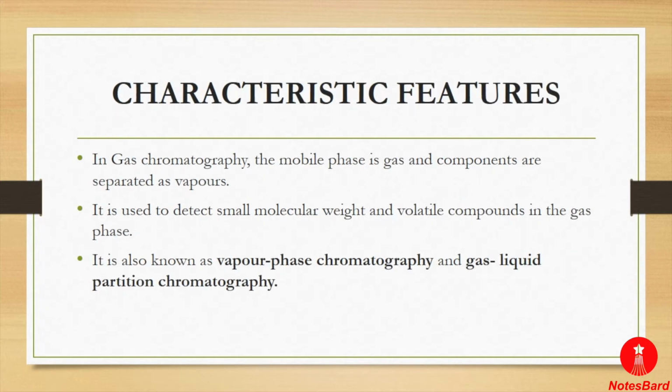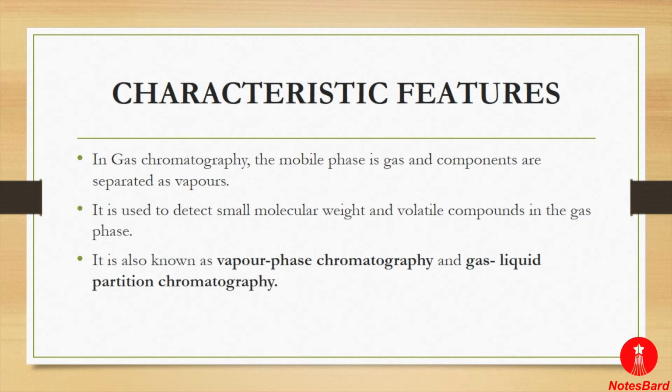Now let's understand the characteristic features of gas chromatography. Gas chromatography is a type of chromatography and it is quite different from other methods. We know that all the chromatography methods include two phases, which are named the stationary phase and the mobile phase.